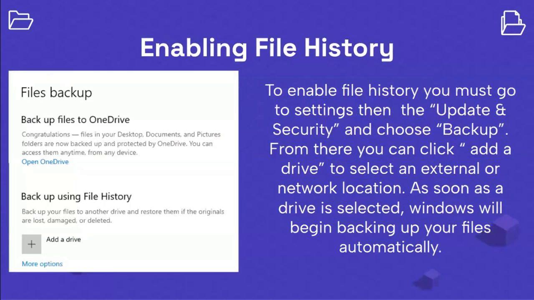Enabling File History. To enable File History, you must go to Settings, then Update and Security, then choose Backup. Then you click Add a Drive to select an external or network location. As soon as a drive is selected, Windows will begin backing up your files automatically.